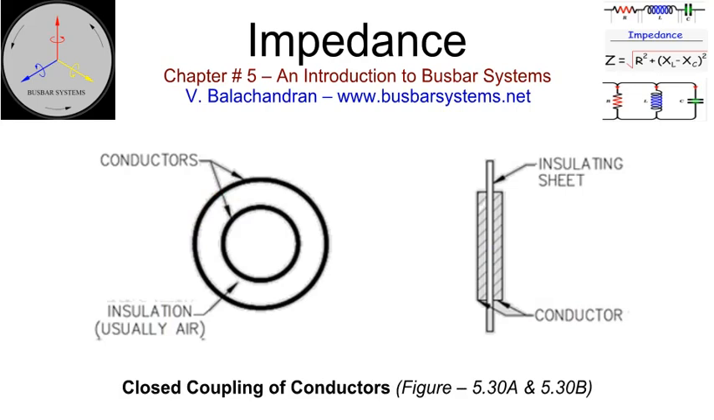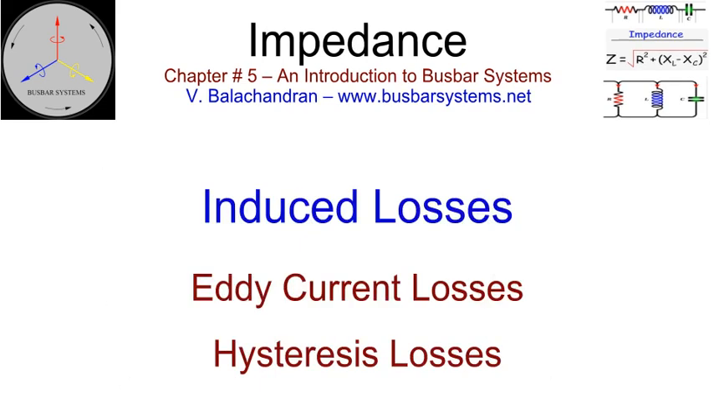Closed coupling. One method of reducing the reactance is to reduce the distance between the two conductors. This can be achieved either by placing the conductors concentrically or by bringing them closer with a high dielectric medium in between. Concentric conductors can be used for single-phase applications, while the flats interposed with insulation sheets are extensively used in sandwich busways.